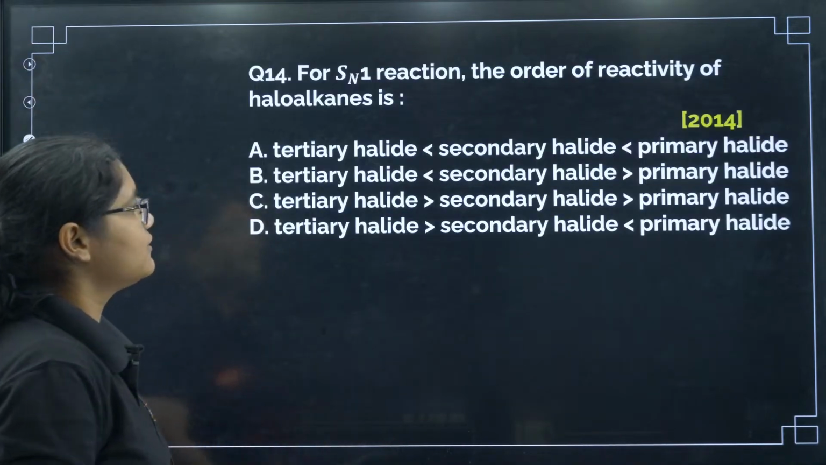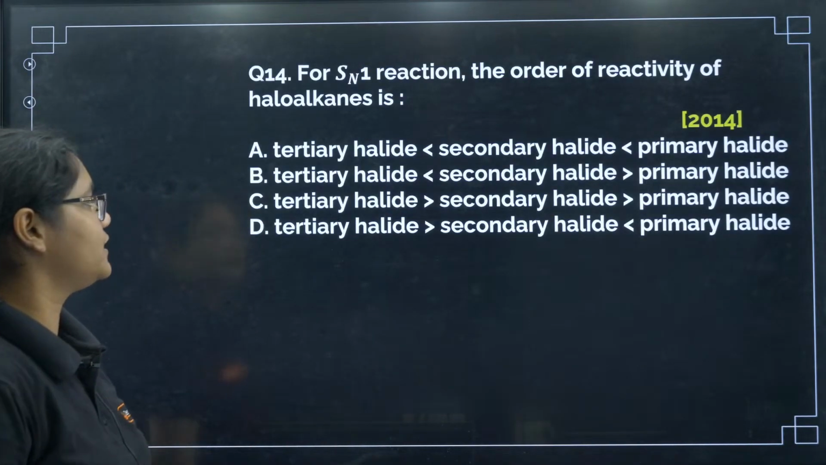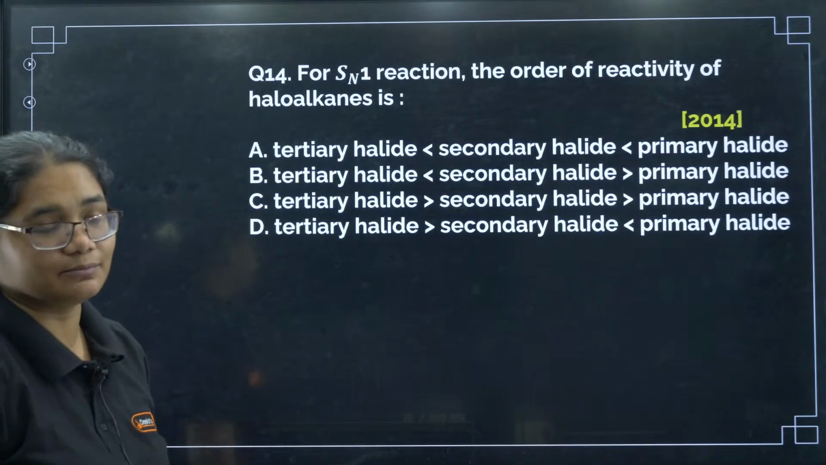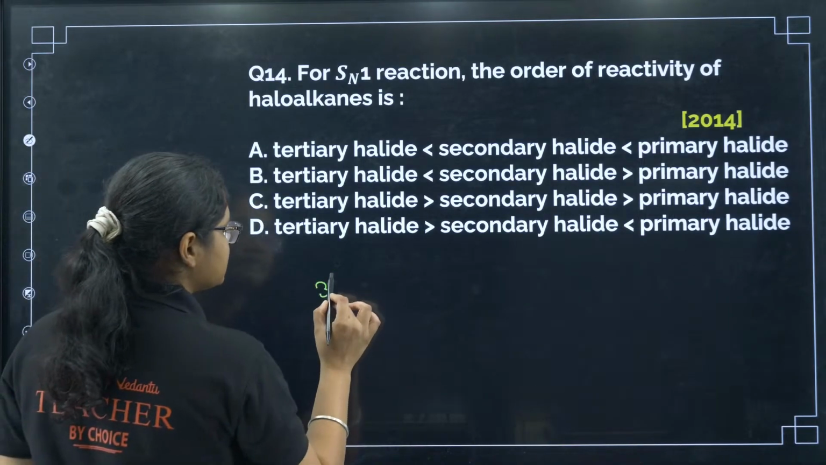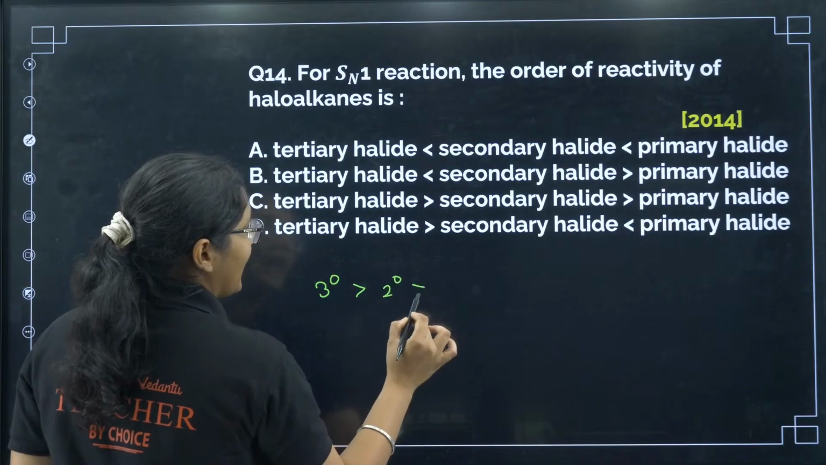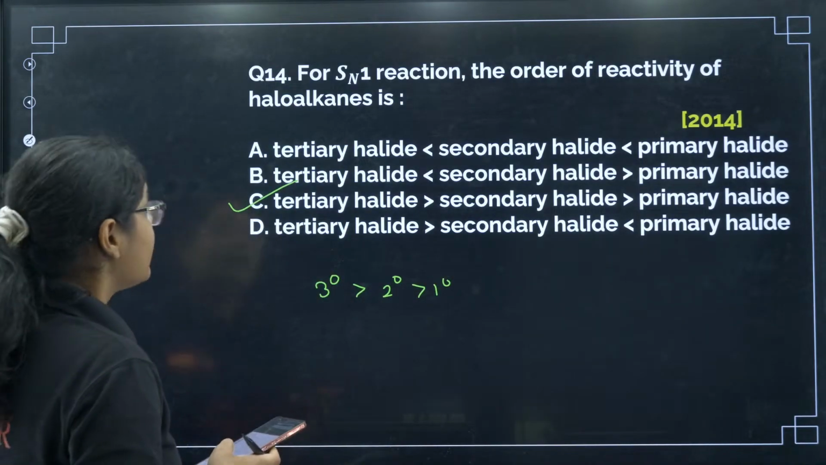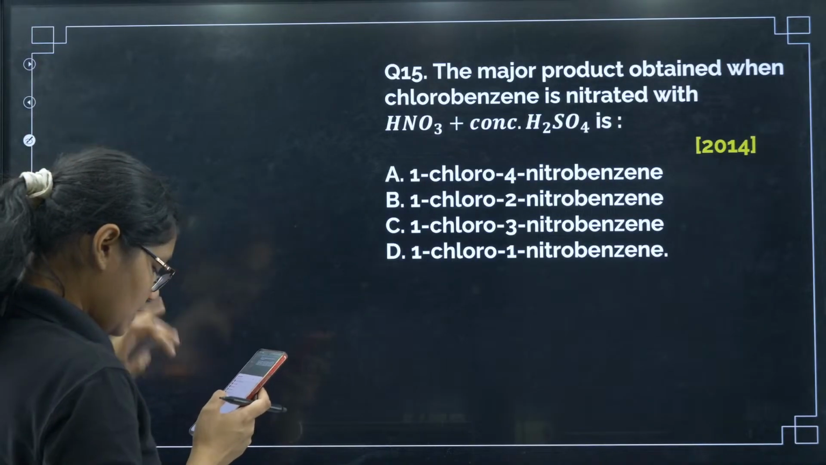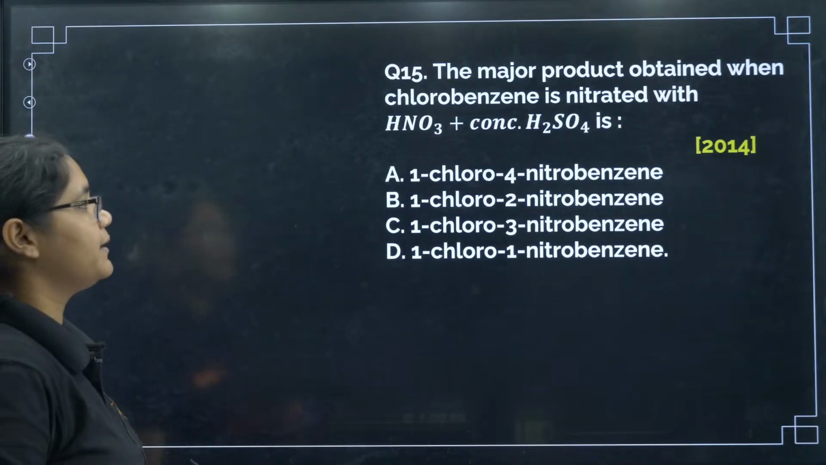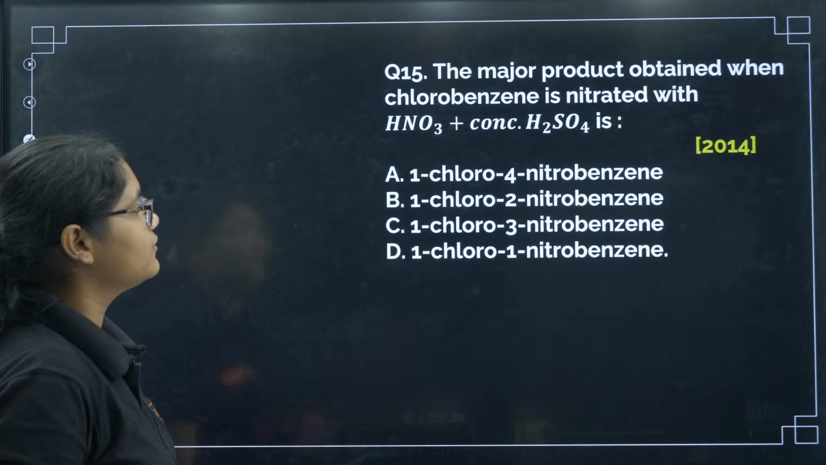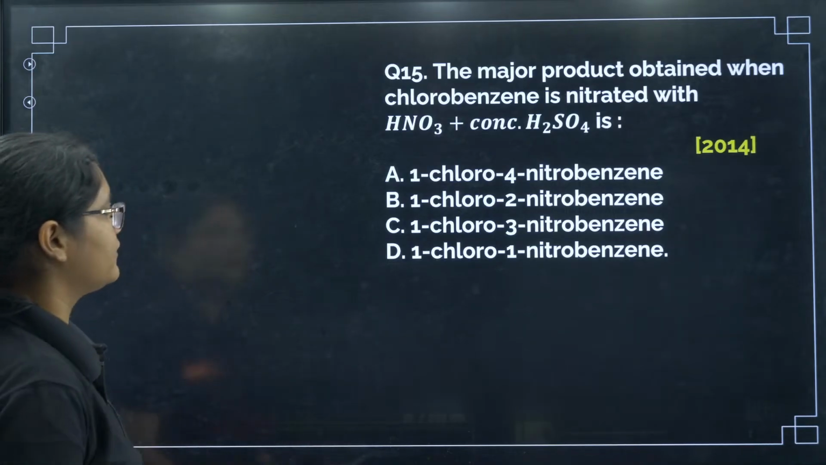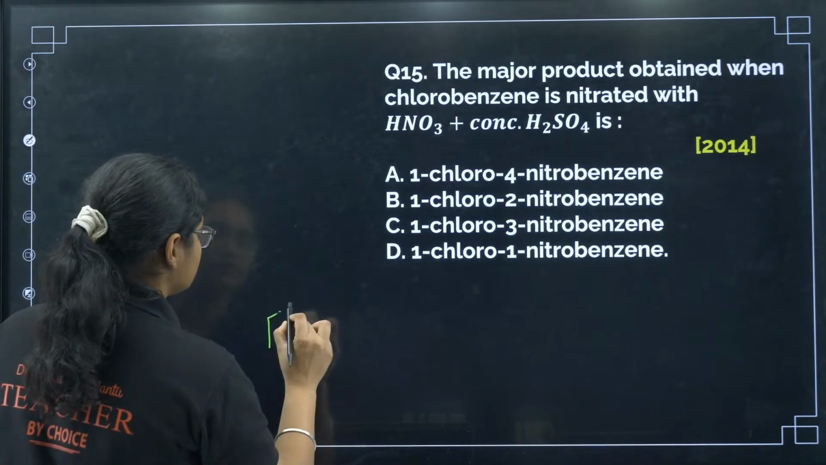Next, for SN1 reaction, the order of reactivity of haloalkanes is. This is very simple question. We know the order, that is 3 degree, 2 degree and 1 degree, right? So option number C here. Okay. Yes. Next, moving to question number 15, the major product obtained when chlorobenzene is nitrated with HNO3 and H2SO4.